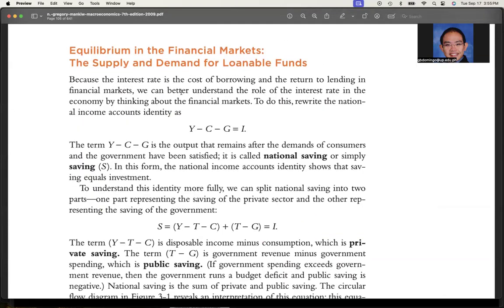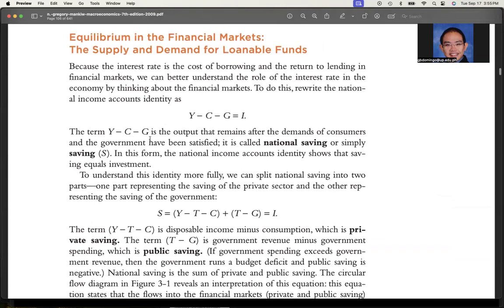So as you can see here, another way of viewing this is the supply and demand for loanable funds. You can rearrange the earlier equation into this. And Y minus C minus G, that's just what's called national saving. And national saving, you can divide into two parts, this one and this one.